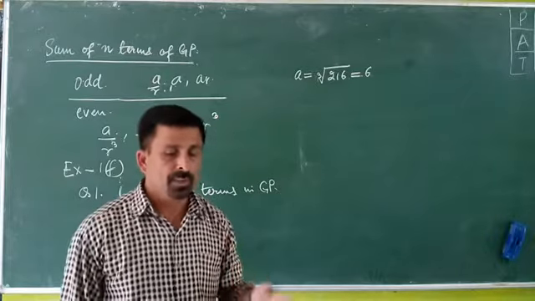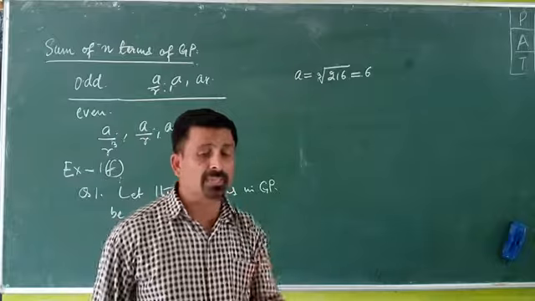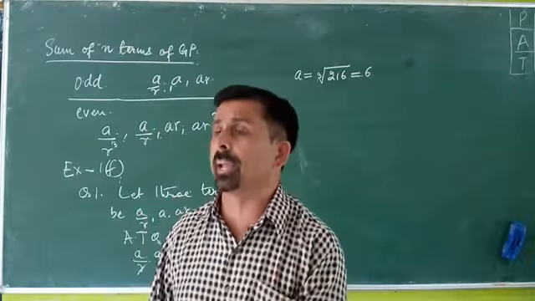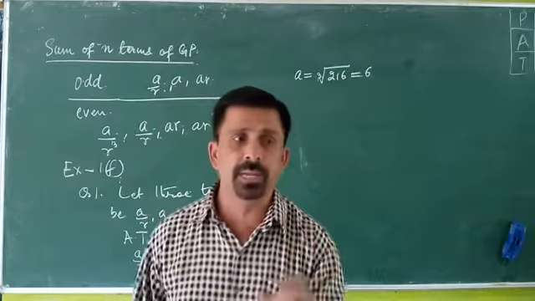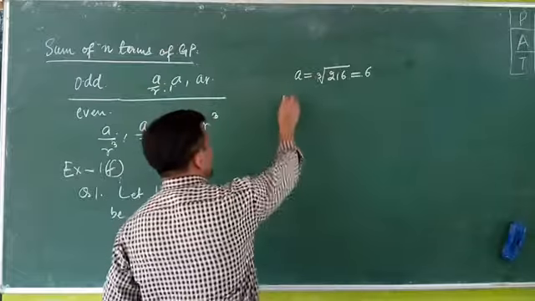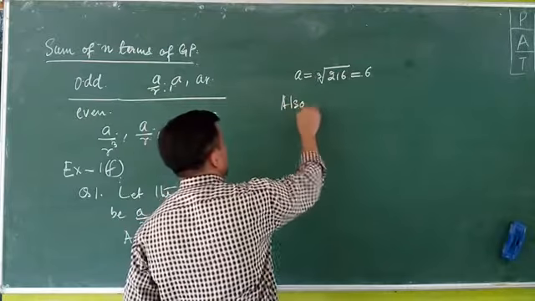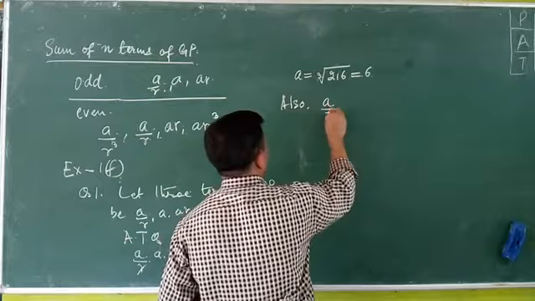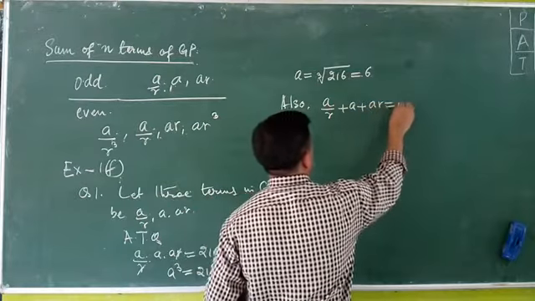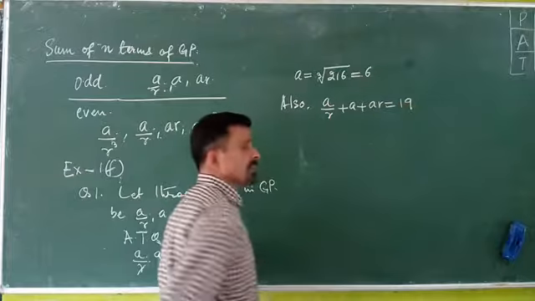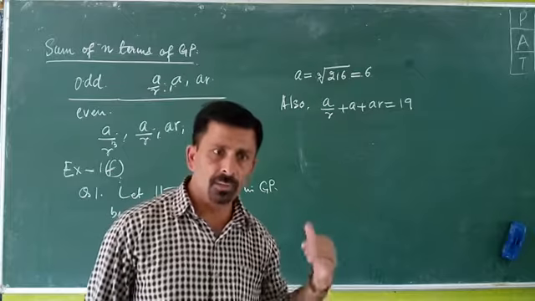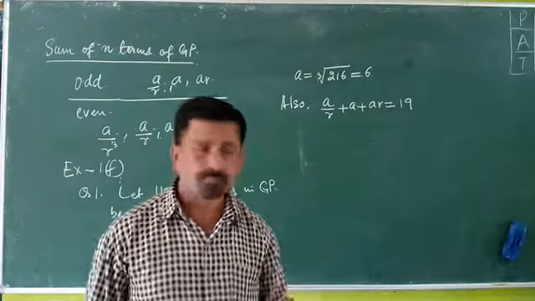Is it okay? For finding the value of R, there is still one condition left, and that condition is that the sum of these three numbers is equal to 19. Can you see that condition? Yes, sir. So according to that, I can create another equation: A over R plus A plus AR is equal to 19. The sum of the three terms of that GP is given as 19. Am I right? Yes, sir.